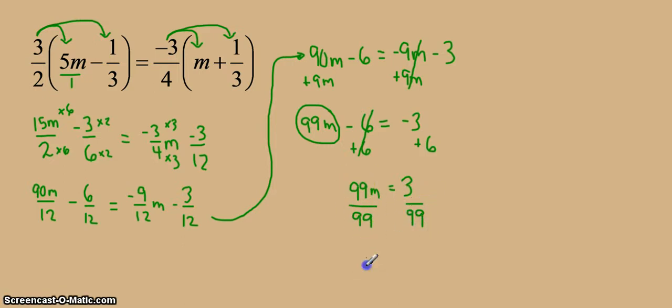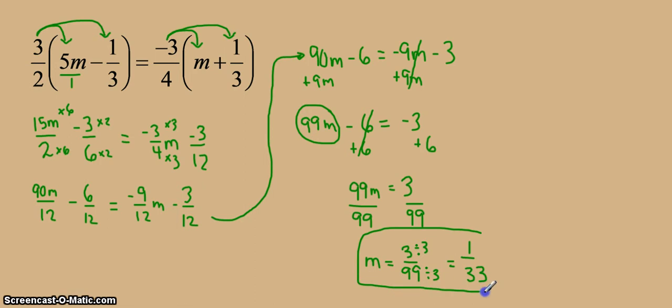So we are left with m equals 3 over 99. We need to reduce our fraction. The numerator and denominator can be divided by 3 to leave us with 1 over 33. So m is 1 over 33. And that is how you solve equations involving the distributive property.